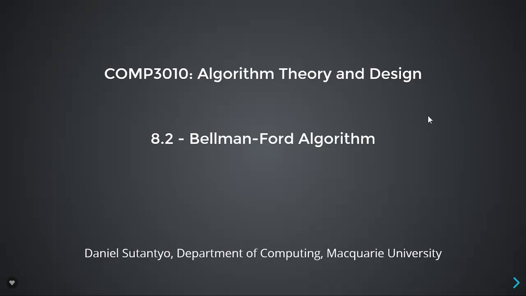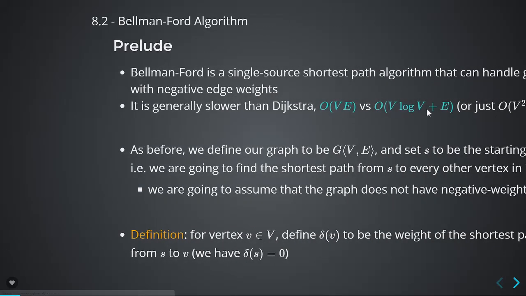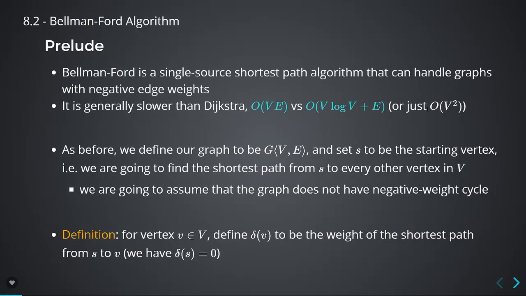Hi. One of the things that I discussed in the last lecture is that Dijkstra's algorithm doesn't work when you have edges with negative weights. So now we're going to learn about the Bellman-Ford algorithm, and this is a single source shortest path algorithm just like Dijkstra. So it finds the shortest path from one vertex to all other vertices. But the difference is this algorithm will still work if you have a graph with edges with negative weights.